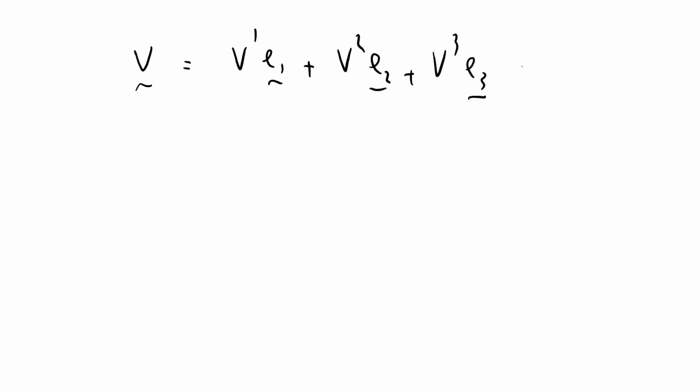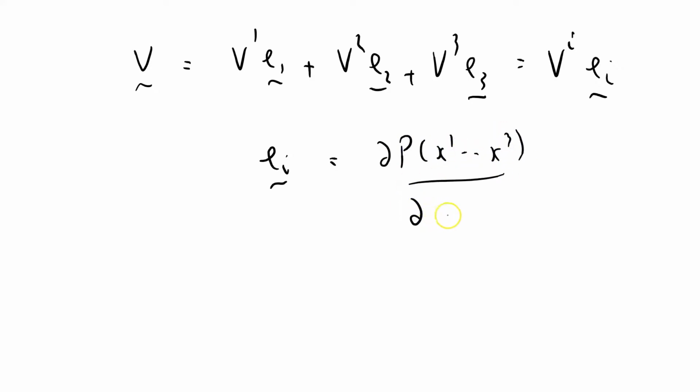General relativity step by step. If I've got a vector v, then I've been decomposing it in terms of its components like this. I've been saying v1 e1 plus v2 e2 plus v3 e3 equals, I guess, v^i e_i, where e_i is the coordinate basis, which I'm defining as ∂P(x1 to x3)/∂x^i, with i equals 1, 2, 3 in this case.